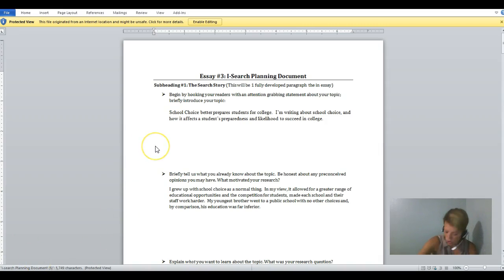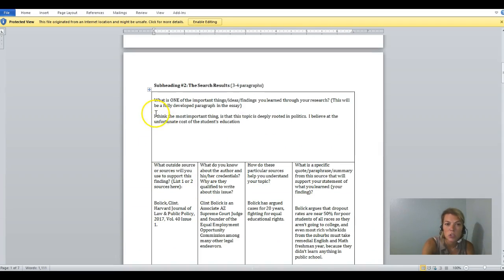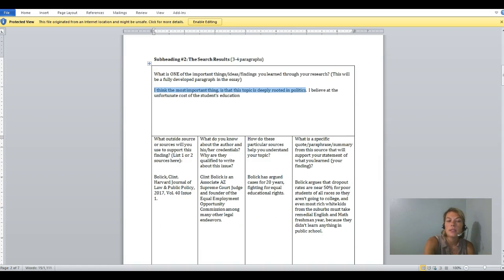So I noticed it in Jonathan's post. Jonathan, you're off to a pretty good start here with this first one, that the topic is deeply rooted in politics. That's definitely something you could look across all of your sources and say, okay, what is a common theme here? That's what we're looking for in these body paragraphs, the points you're making and introducing in the topic sentences.